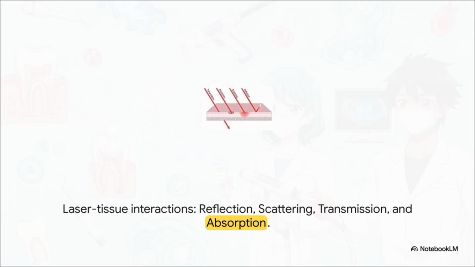So when that laser beam hits the tissue, 4 things can happen. Some of the light might just bounce off the surface. That's reflection. Some might pass right through it. That's transmission. Some might get scattered around inside. But the one we really care about, the one that does all the work, is absorption. This is when that target chromophore grabs the laser's energy, turns it into heat, and gives us the clinical effect we want, like precisely cutting or vaporizing tissue.